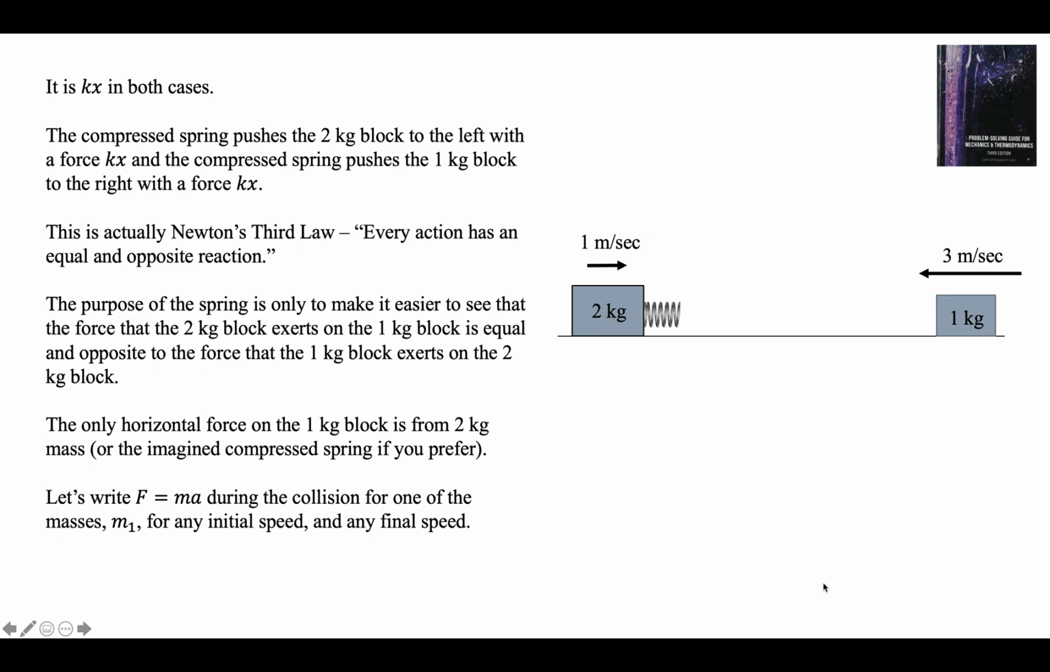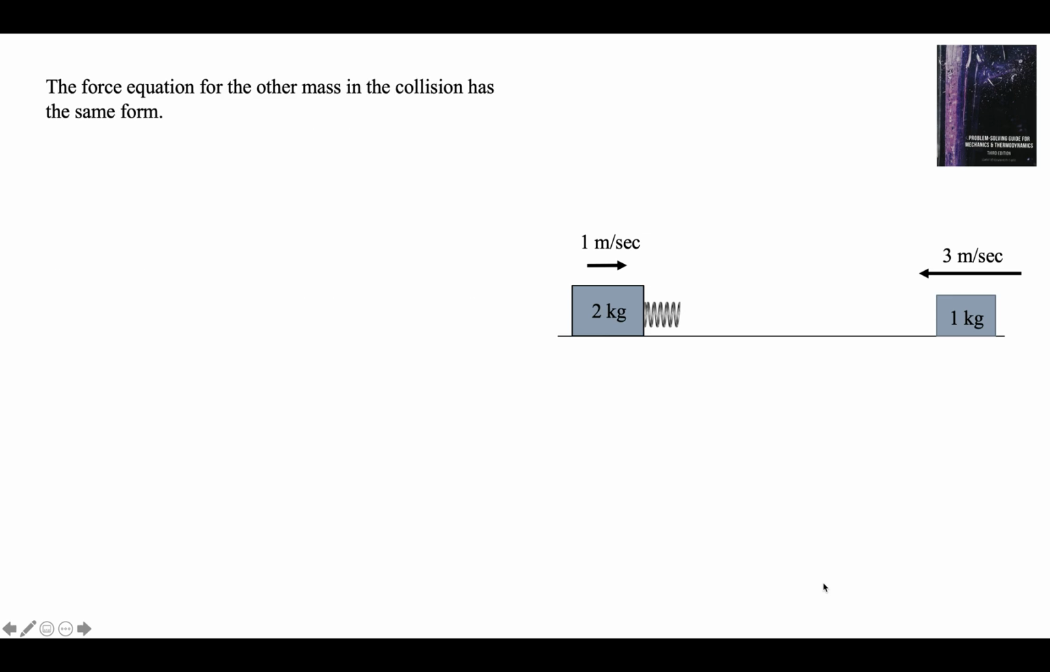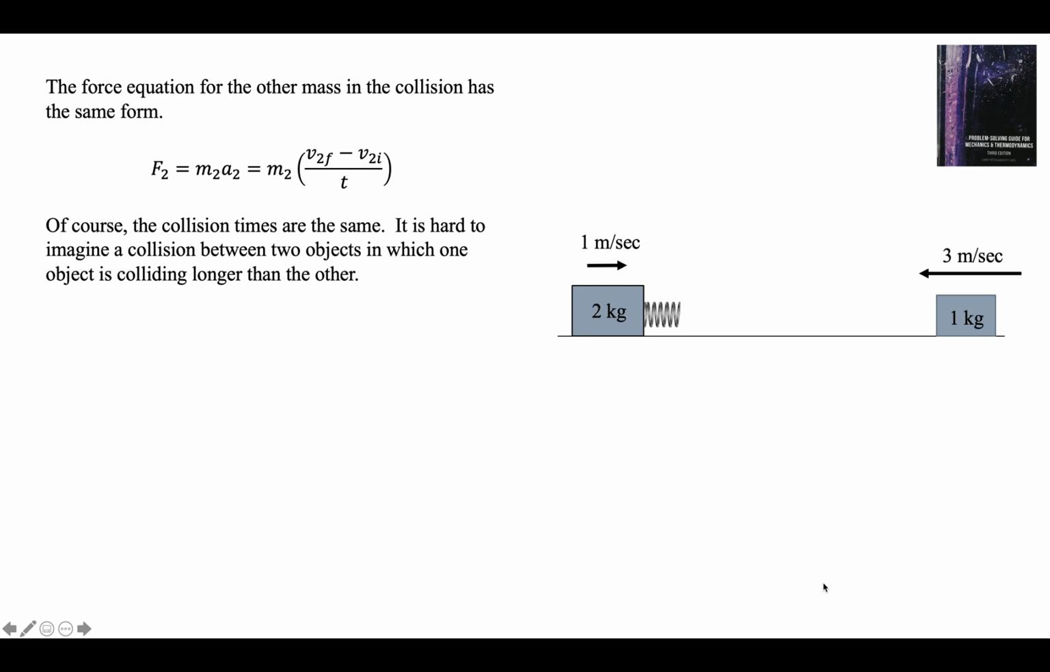Let's pick mass 1 to start. The force on mass 1 is m1 times the acceleration of mass 1. The average acceleration is the final speed minus the initial speed over the collision time. For mass 2, it's the same thing, we just use two subscripts. The force on mass 2 is m2 times the acceleration of mass 2. The average acceleration of mass 2 is v2 final minus v2 initial divided by the collision time. The collision times have to be the same.